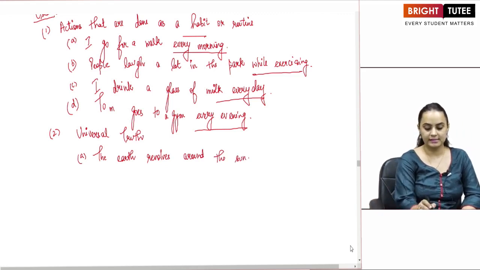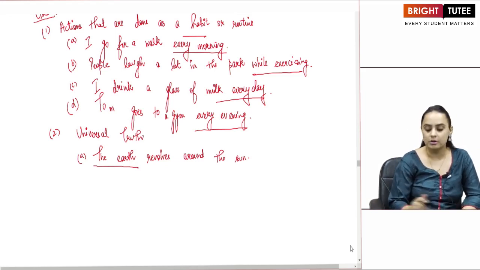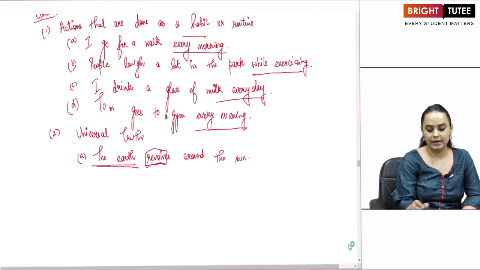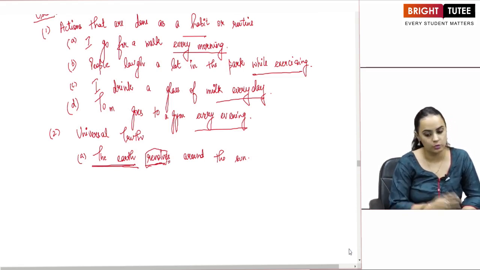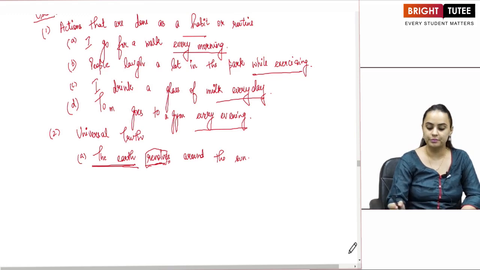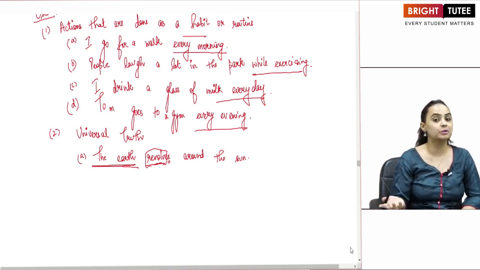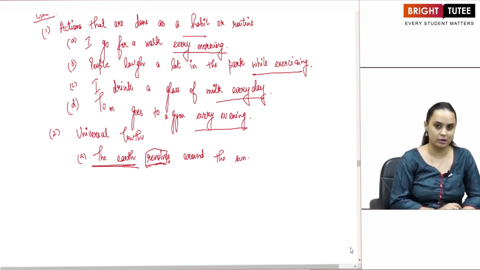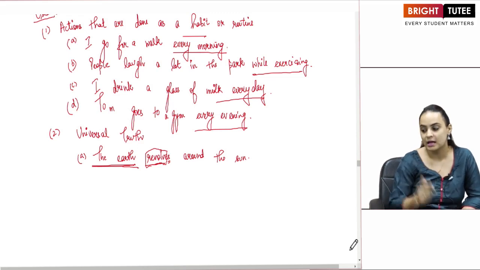So what is my subject? The earth. What is my verb? Revolve. Since my subject is singular, that is why I have added an S to it, like I told you in the rule. So the earth revolves around the sun. This is a universal truth. You and me cannot deny that. So it is written in the simple present tense.